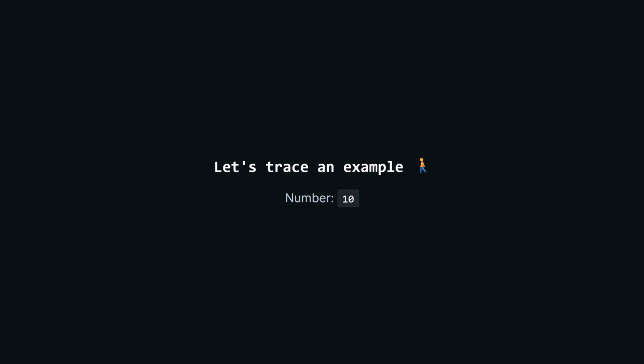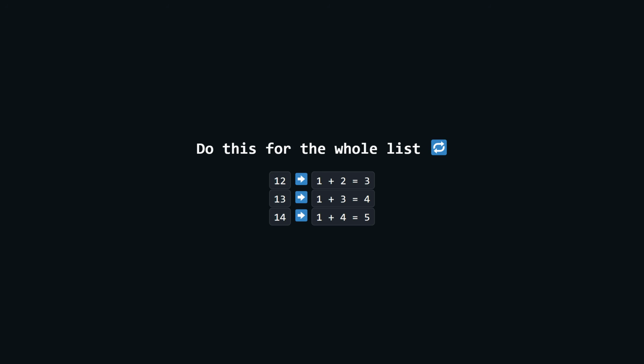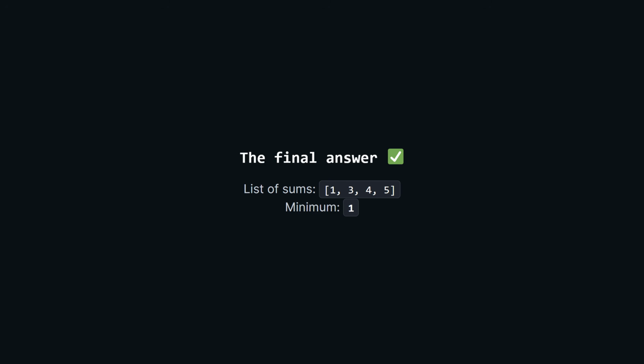Let's walk through an example to be absolutely sure. Take the number 10. We split the 1 and the 0, add them up, and get a sum of 1. We repeat this exact process for 12, 13, and 14, giving us 3, 4, and 5. Looking at our final sums, the smallest value is 1, so 1 is our answer.